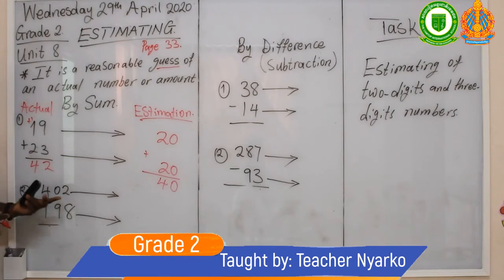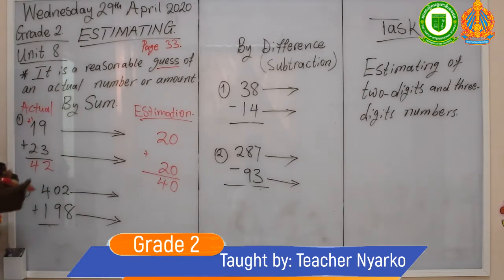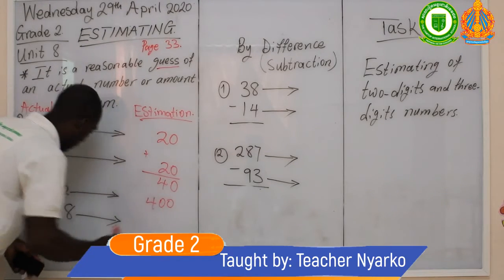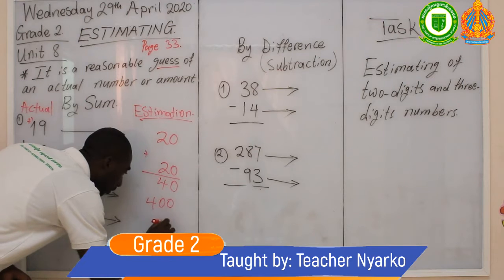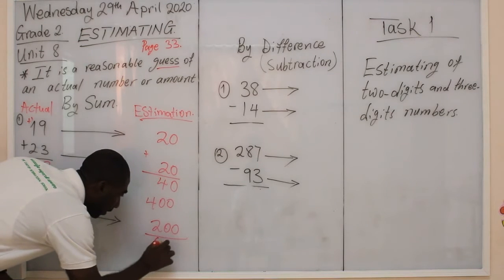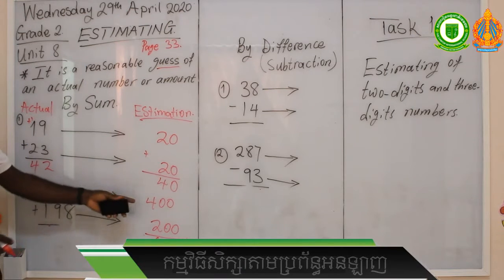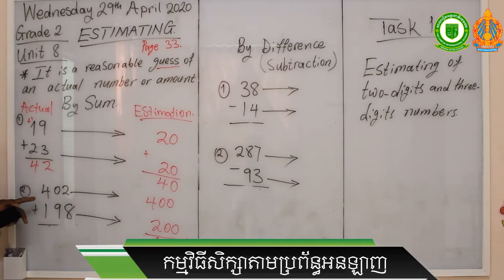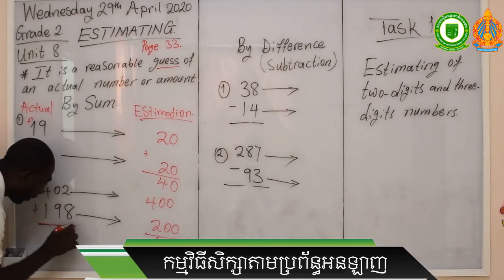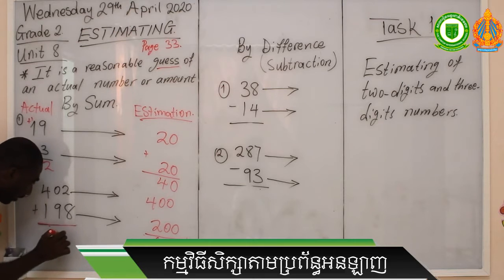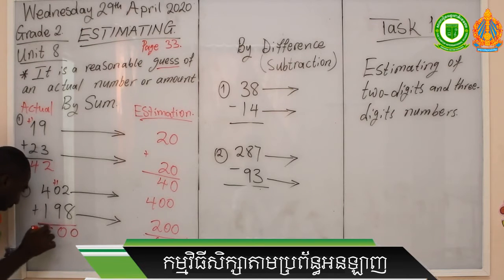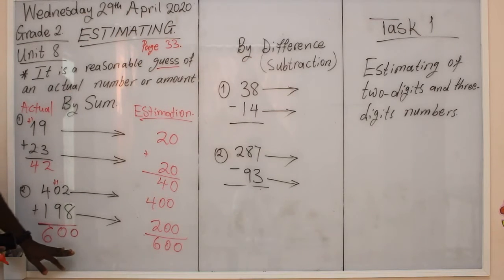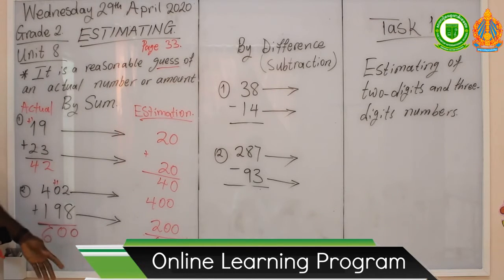402 and then 198. 402 is very close to 400. 198 is also very close to 200. So these two will give us 600. Okay? Now let's look at the actuals as well. So with the actuals, we also have this and that will give us 0 here. We carry 1, which will also give us 0, and then this will give us 6. So you see we have 600 here, we have 600 here. Our estimation is very close to that of our actuals.